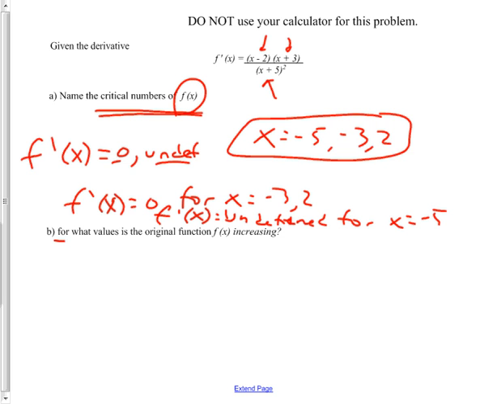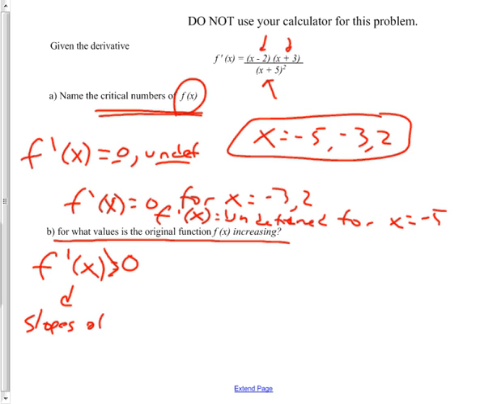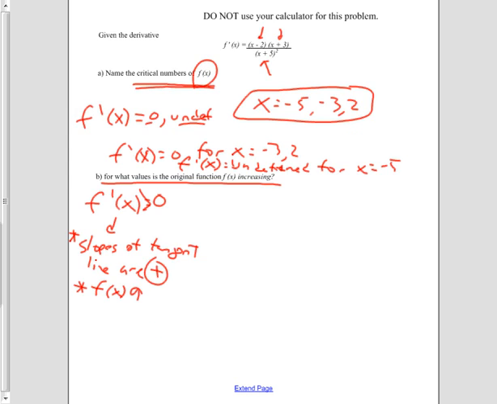The next question is, for what values is the original function increasing? So it's increasing when f prime of x is greater than 0. Because remember, that means that the slopes of the tangent line are positive, and if that's true, then f of x is increasing. The easiest way to answer this question, provided that you have a good understanding of graphing rational functions and graphing in general, is just to make a sketch of f prime of x.